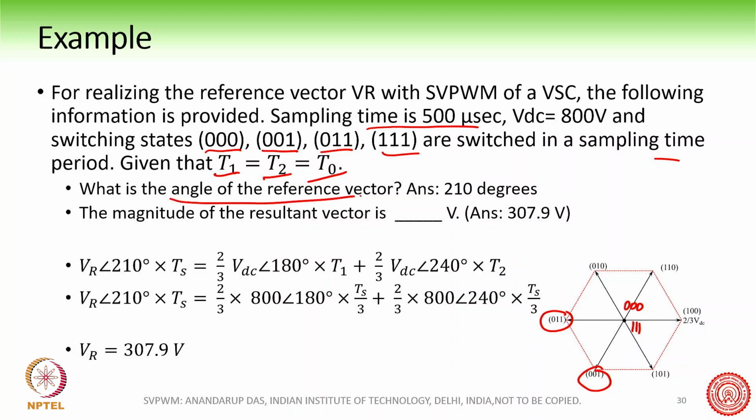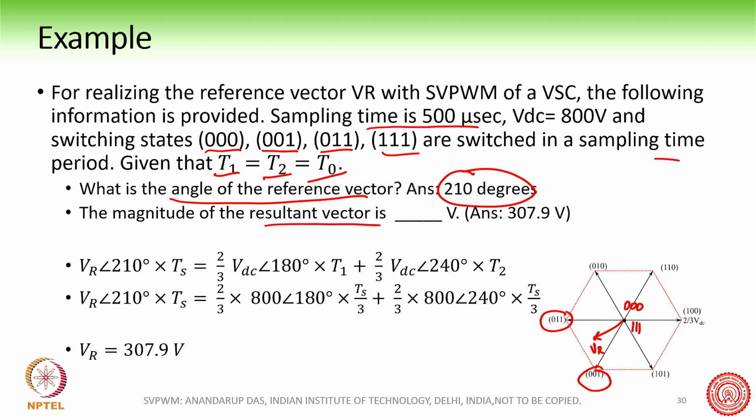First question, what is the angle of the reference vector? If these three, T1, T2 and T0, are the same, where will it lie? It is at the centroid of this triangle, because these are all equilateral triangles. So VR is at the centroid of the triangle. Obviously, this angle will be 210 degrees, because this is midway between 180 and 240 degrees.